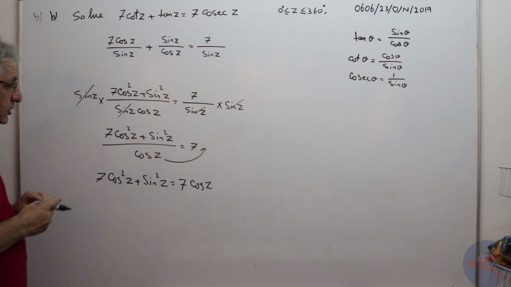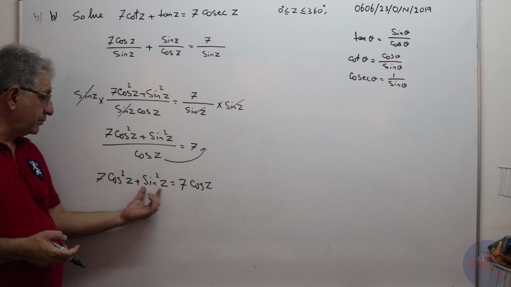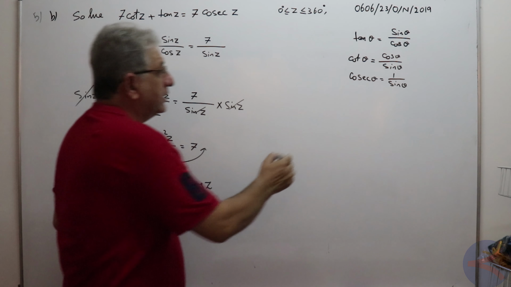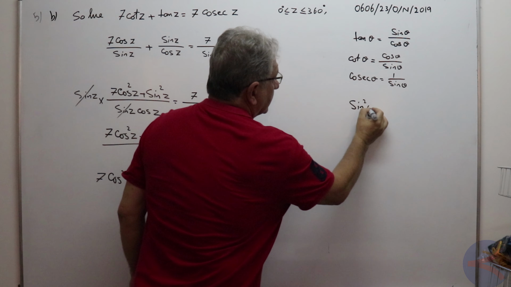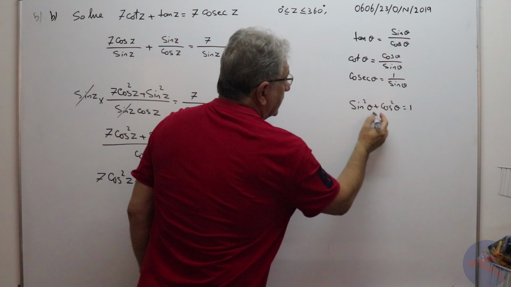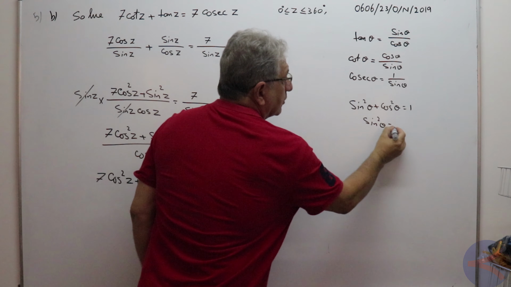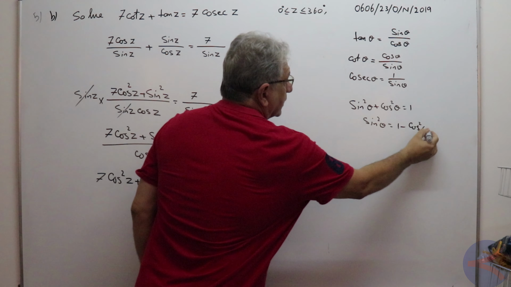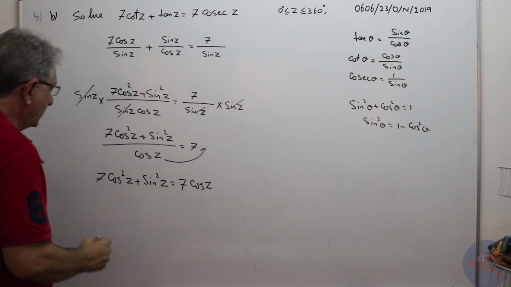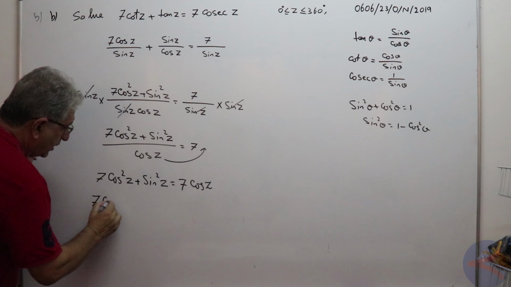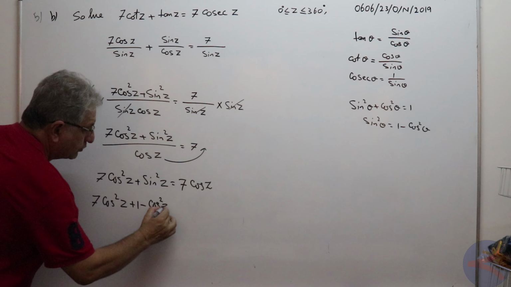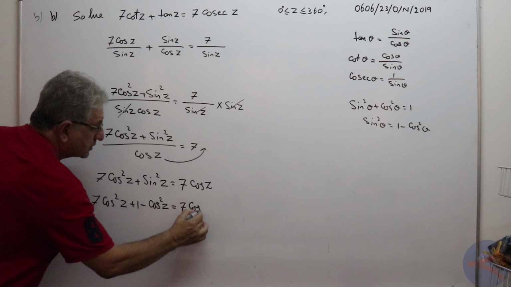Now you can see that the issue is this is sine, this is cos, but this is sine. How to get rid of this? We know that sine square of theta plus cos square of theta is equal to 1. Therefore, sine square is equal to what? 1 minus cos square of theta. Therefore, I can replace sine square of z by 1 minus cos square of z. Therefore, 7 times cos square of z plus 1 minus cos square of z is equal to 7 cos z.